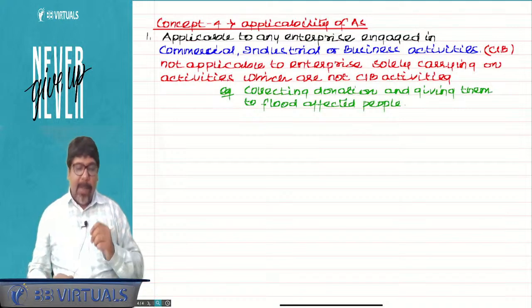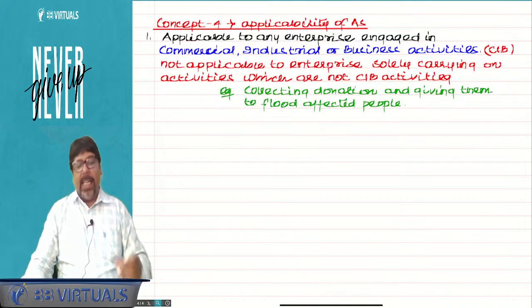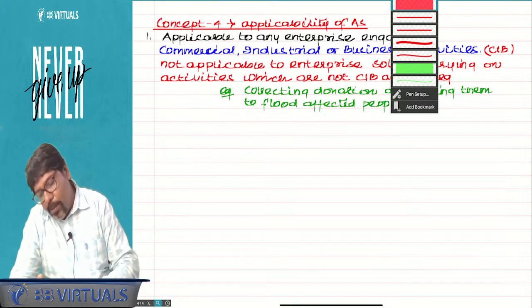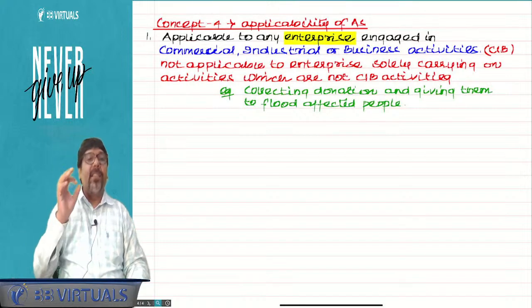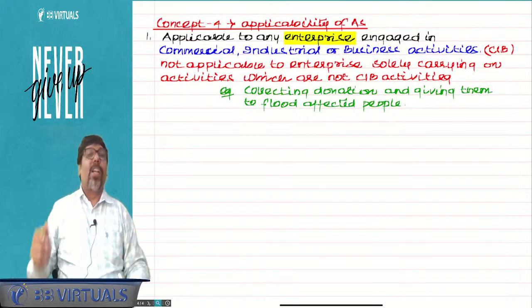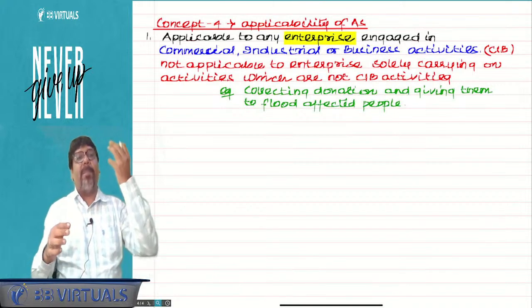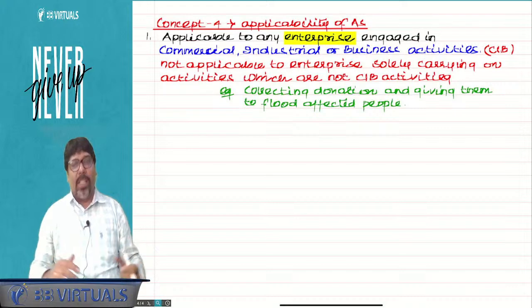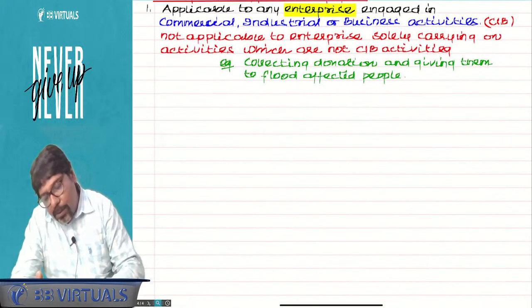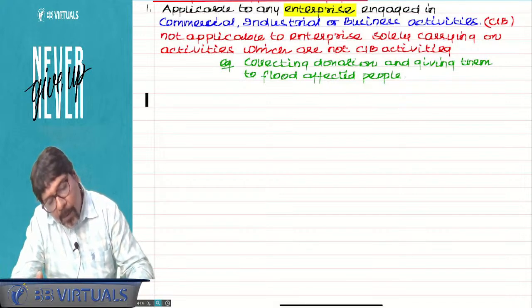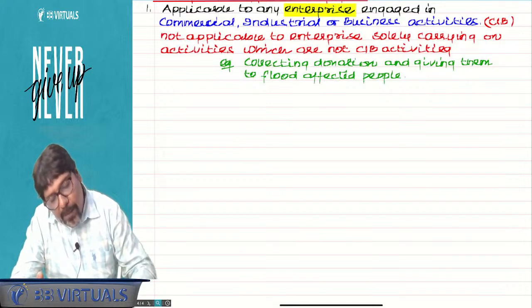Am I clear? Now, the second question arises: it is applicable to all enterprises, any enterprise? Yes. Sir, which types of enterprise? Company, non-company, or any? Any enterprise. So it can be company also, non-company also. Am I clear? Yes or no? Yes, sir. So chartered, point number two.